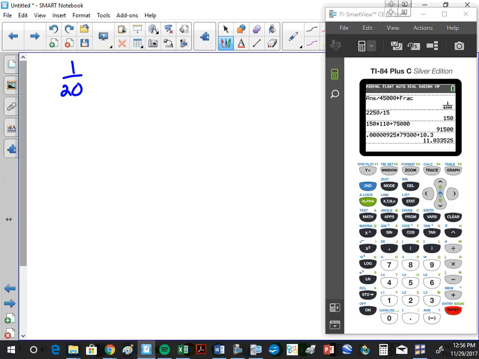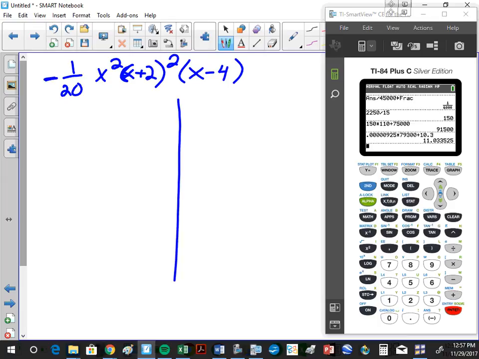1/20 x squared times x plus 2 squared times x minus 4. This is an x to the fifth. And an x to the fifth is really tall. But I'm cutting it into a 20th, so that's going to shrink it back down. Let's make it negative just for fun. Because why not? So where do I hit the x-axis?